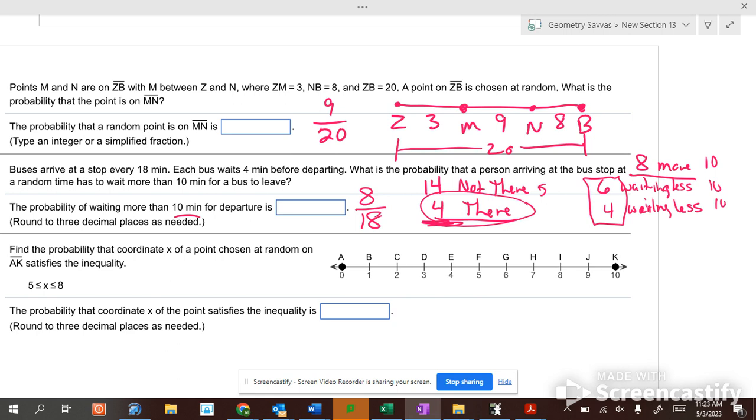Okay? So 8 divided by 18 is what on your calculator, please? Point what? 0.4 what? 4 repeating. So 4, 4, 4. Okay? All right. And the last one. What's the probability a point will be in between 5 and 8? Well, how far is it from 5 to 8?